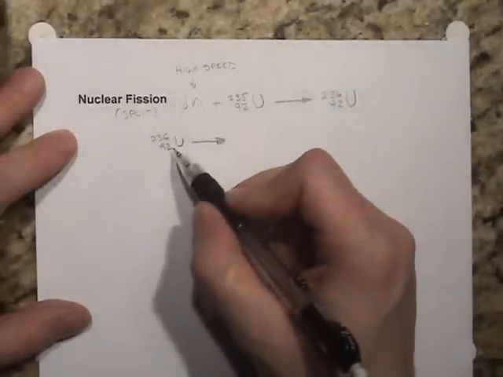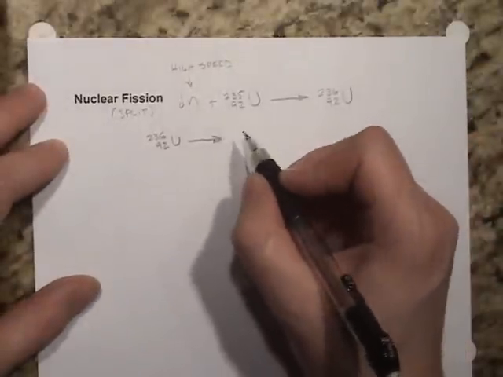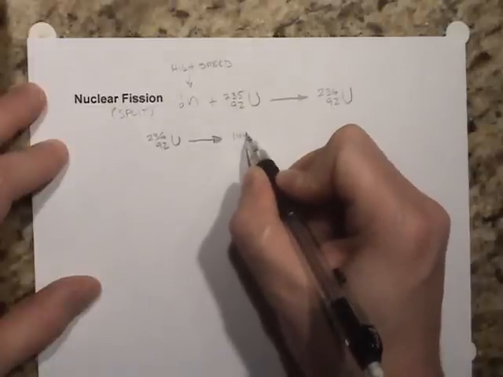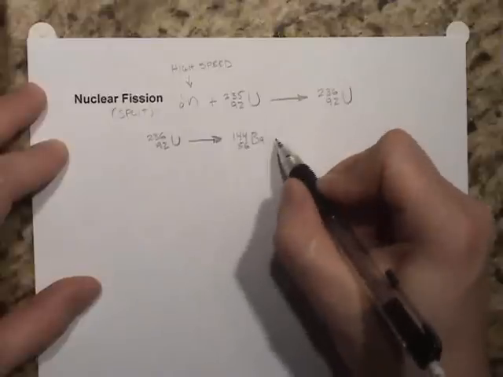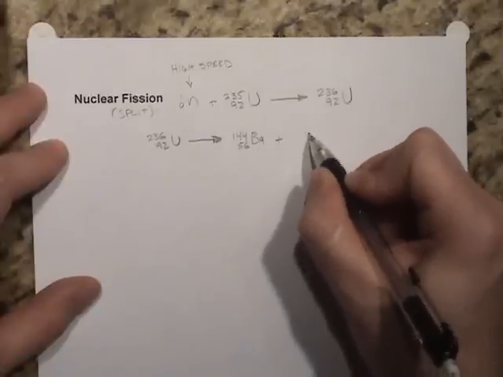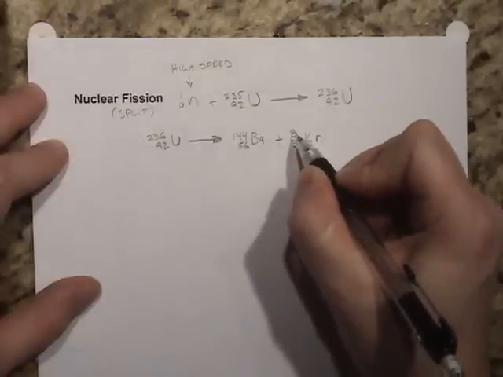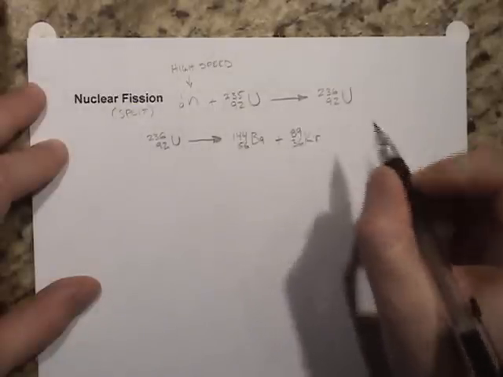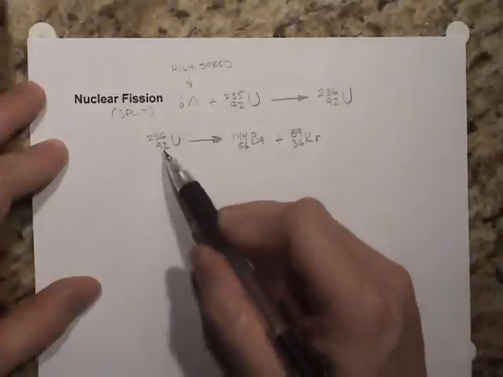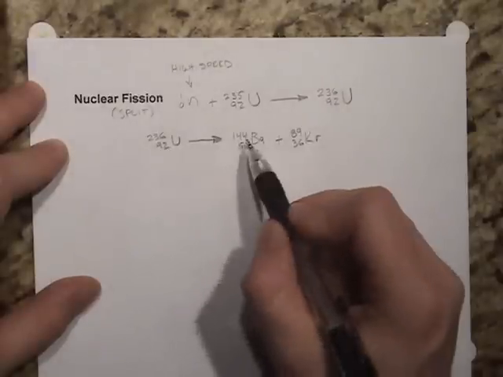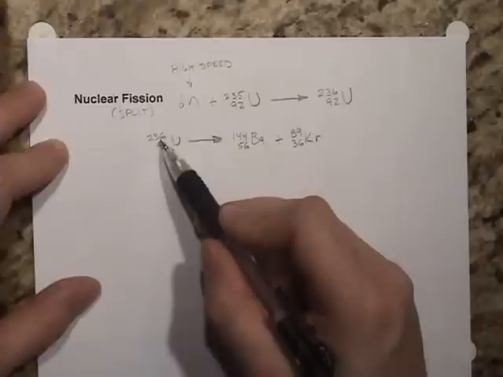One of the possible examples when uranium fissions, that is to say breaks apart or splits apart into two atomic nuclei, is that we end up producing barium-144. Barium has an atomic number of 56. We end up producing krypton, which has an atomic number of 36 and a mass of 89. And if you notice the Z numbers, 56 plus 36 gives me 92. That accounts for all of the protons. Now if I add up the A numbers, 144 plus 89 gives me 233.